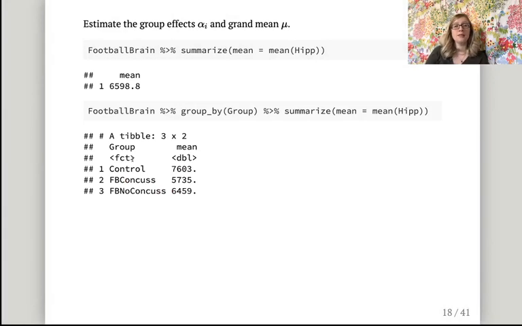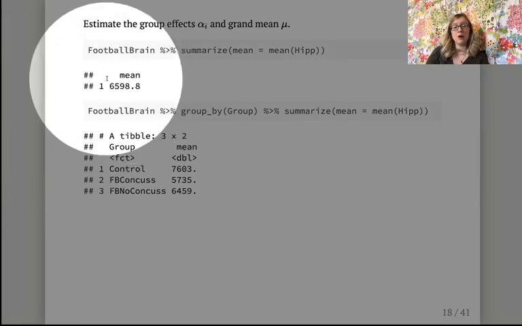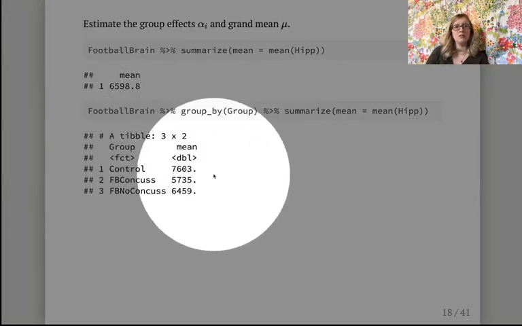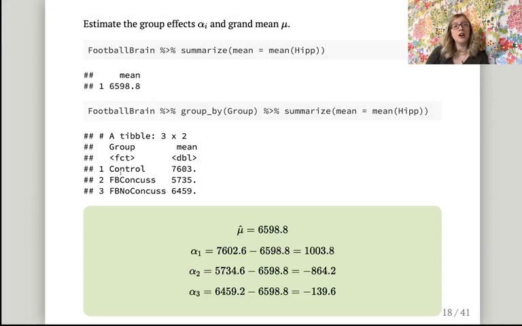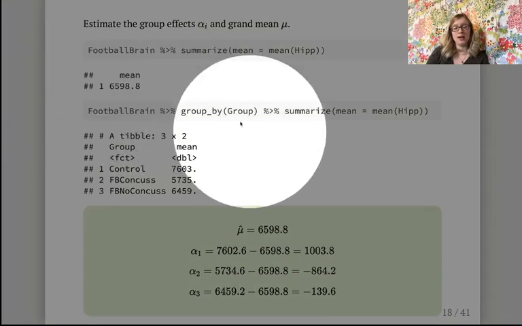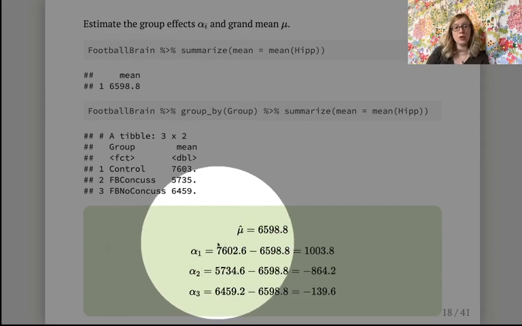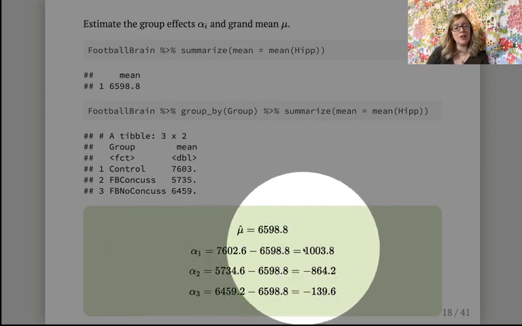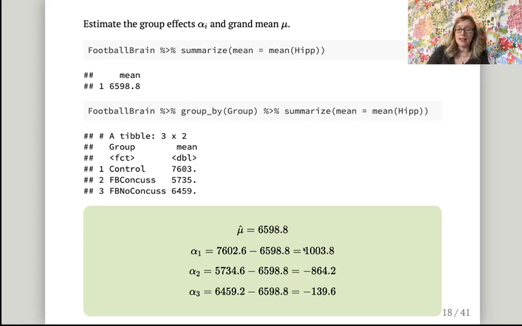So first, we'd like to estimate these group effects and the grand mean. So we've got the overall mean hippocampus volume, and the mean for each group. So here are the estimated group effects. The grand mean for the entire data set is 6,598.8. The group effect for group 1, the control group, is positive. They're above the mean, 1,003.8. Group 2 is below the mean. This is the concussion group. Group 3, football players without a concussion, they're much closer to the mean.